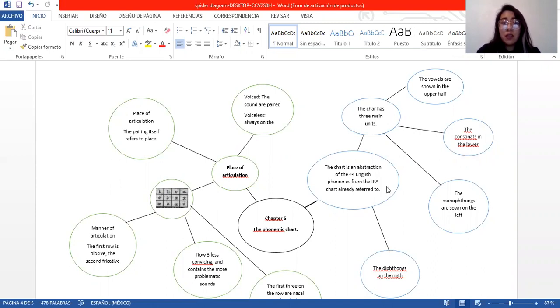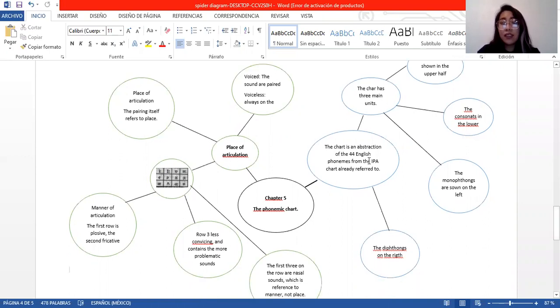Today I'm going to talk about these three chapters. The first chapter that I'm going to start with is chapter 5, and it is the phonemic chart. Well, first it says that the chart is an abstraction of the 44 English phonemes from the IPA chart, already referred to.